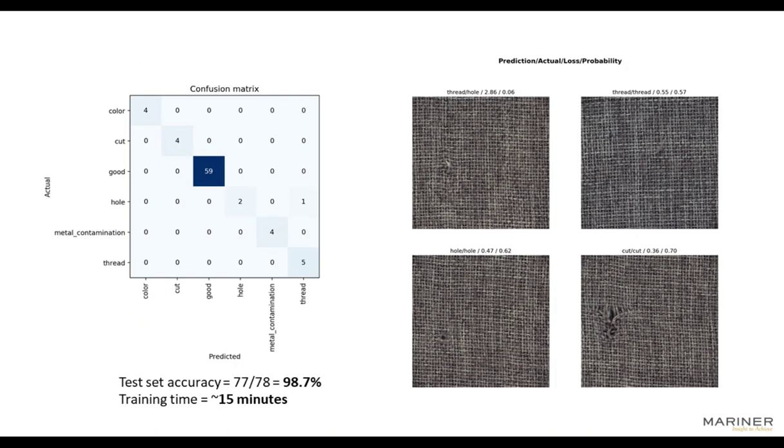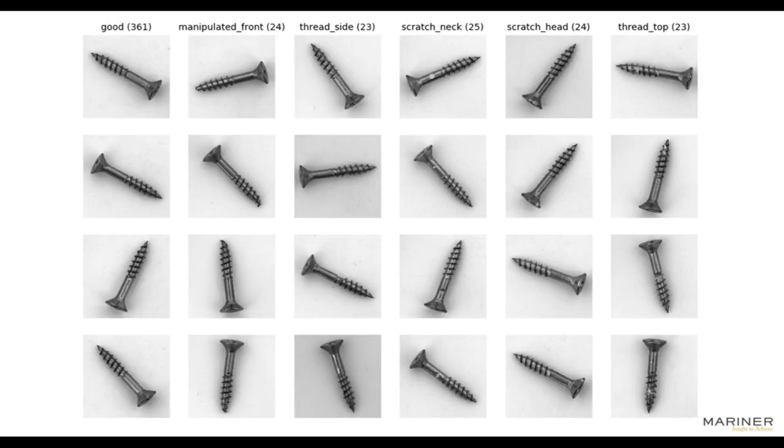Here are the results on that data set. We train in about 15 minutes, and we get one wrong. The one we get wrong is we mistake a hole for a thread, and that's the upper left image in that pane. Again, a very small data set. We're talking about tens of examples of defects here. Okay, let me show you one more.